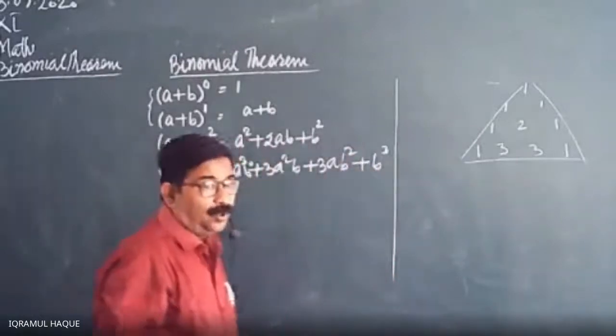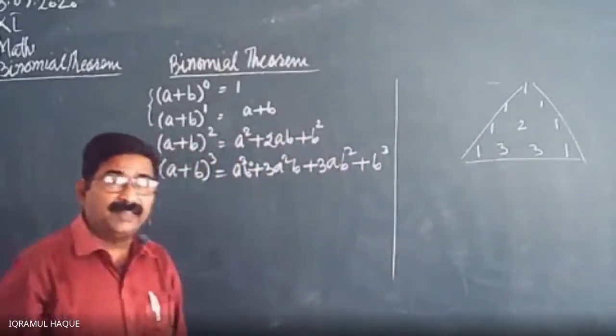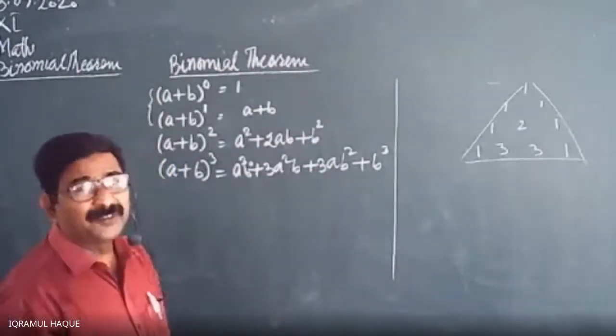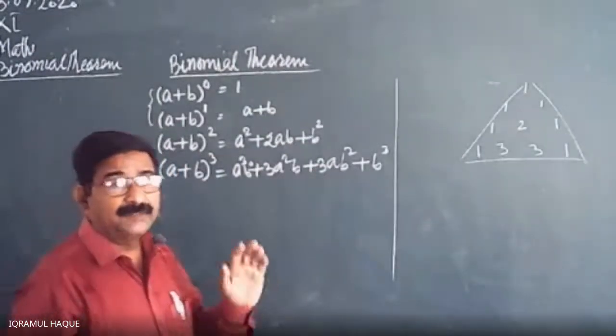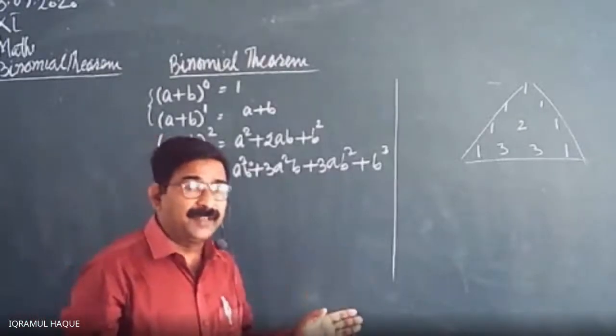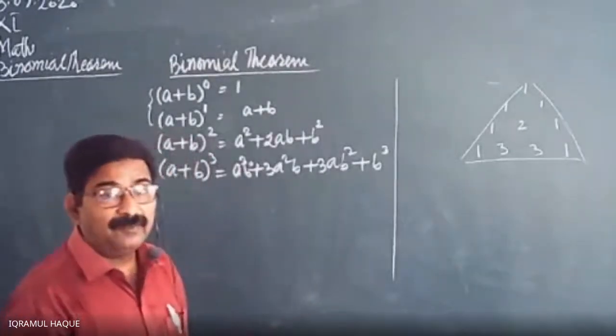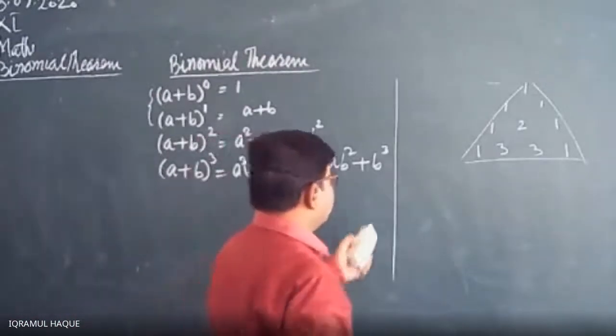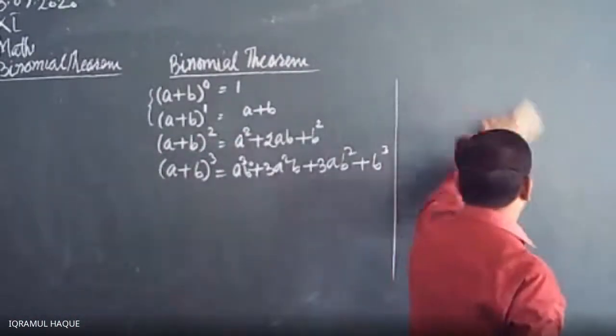So this is called Pascal triangle. Pascal has given the idea to write the coefficients. So it is difficult to learn this Pascal triangle. So we have another idea to write the coefficients. See how we write.